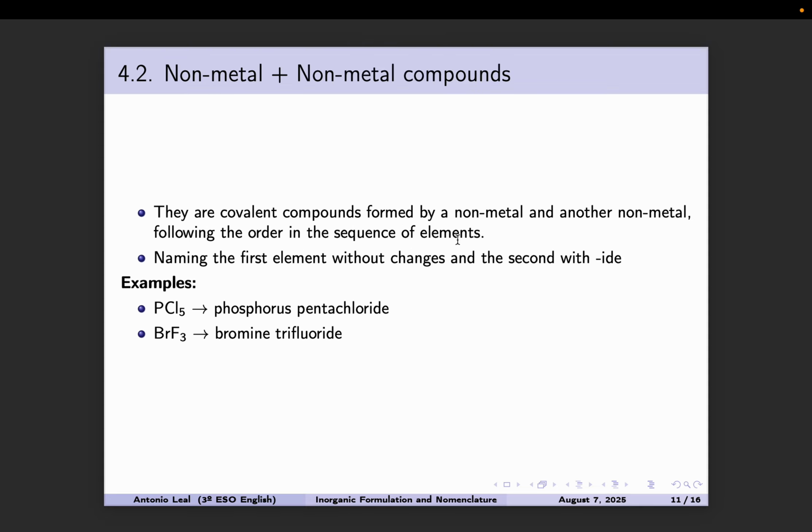Then, non-metal plus non-metal compounds. These are a special type called covalent compounds, formed by a non-metal and another non-metal, following the other in the sequence of elements in the periodic table, as you know from the previous videos. Name the first element without changes, and the second with the suffix "ide". For example, this one is phosphorus pentachloride, or this one bromine trifluoride.